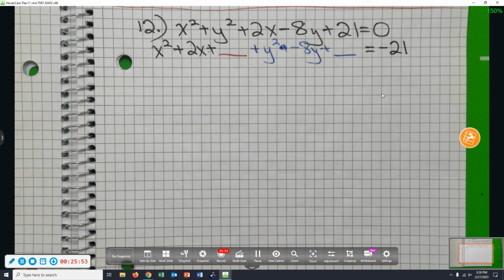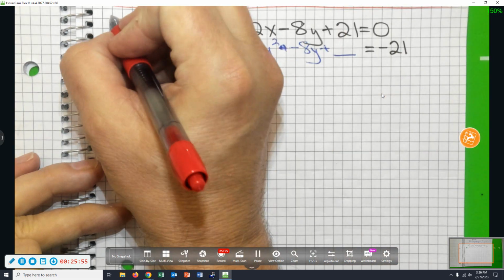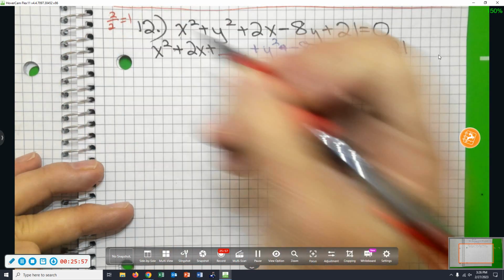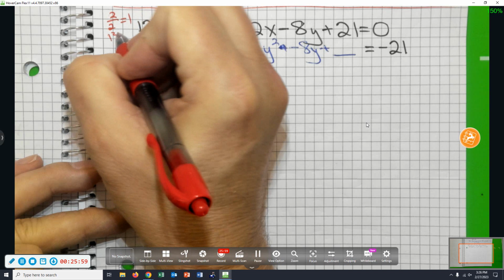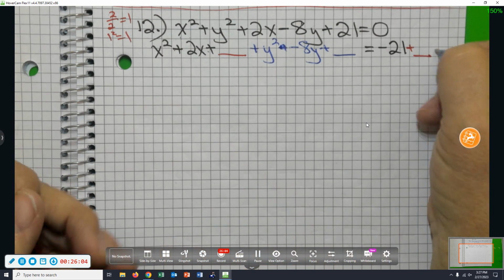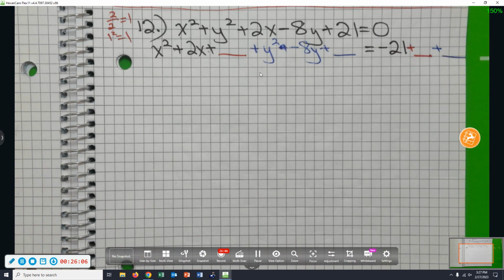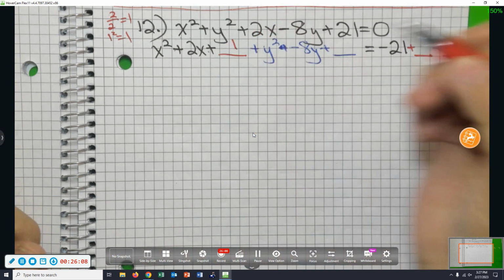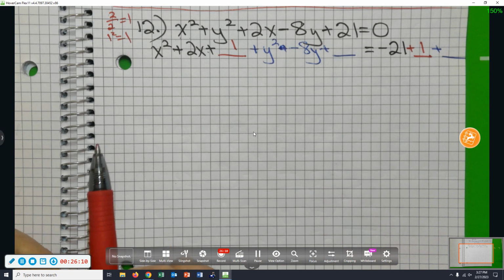Okay, you take half of 2. Half of 2 is 1. You didn't put your red blank and blue blank. And then 1 squared is 1. You're right. Thanks for reminding me. So we're going to put 1 in the red blank, there and there.